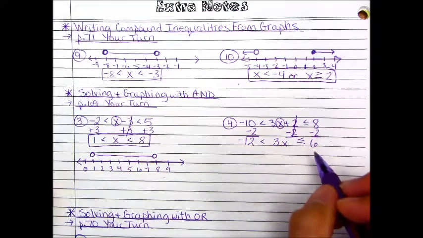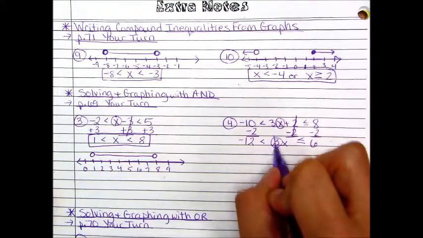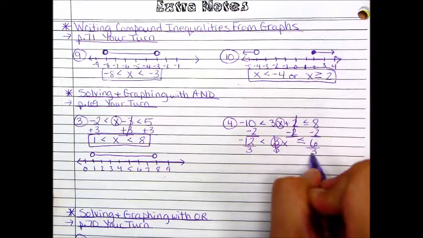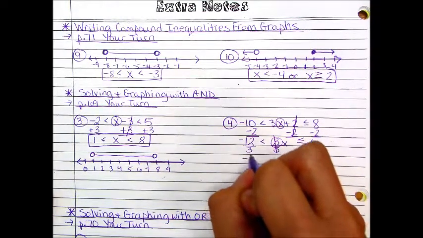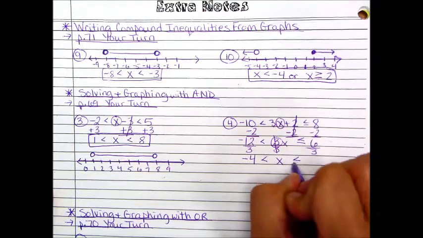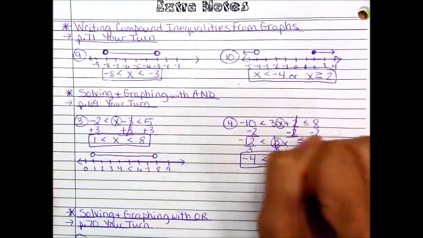And then we need to go ahead and complete it with one more step. We need to divide by 3 to get x alone. So if you do that in the middle, you must do it on the left and the right. So this will be negative 4 is less than x is less than or equal to 2. So this would be my final answer.